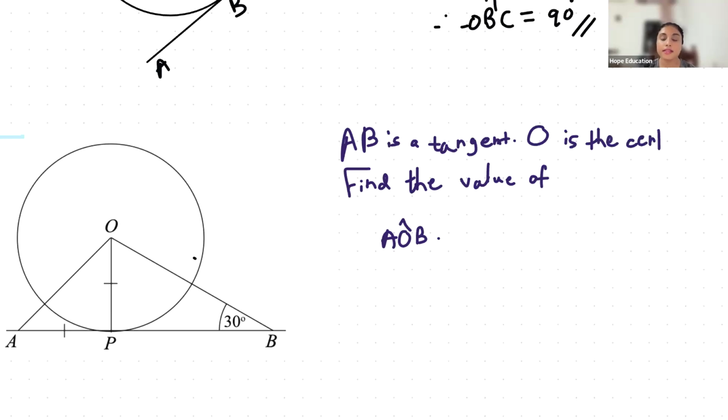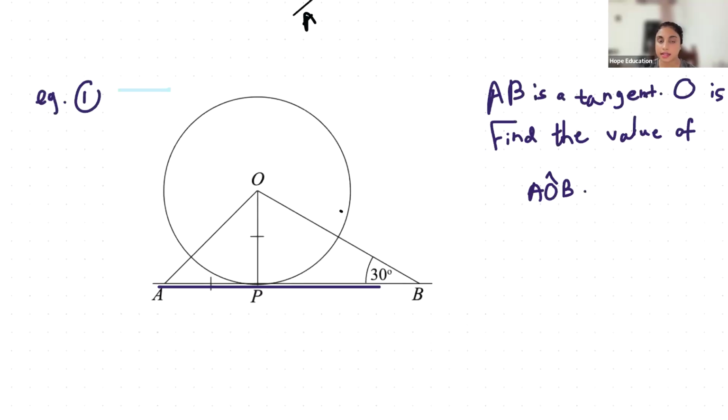So now AB is the tangent and O is the center. Any line drawn from the center becomes a radius, no? So OP is the radius. Since AB is the tangent and OP is the radius, you know the angle between tangent and radius is 90 degrees. So you can say that this is 90 degrees.